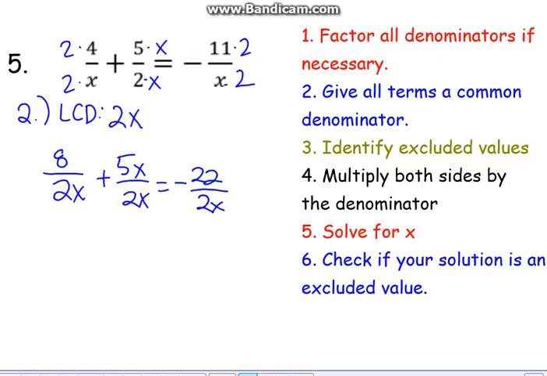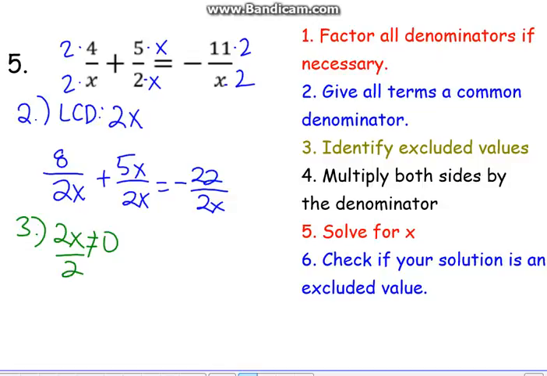So now, step 3, identify the excluded values. This is one of the first things we did in section 6-1, was we want to know what's going to make the denominator 0. So essentially, it's like trying to solve for your denominator. We want to say, what is going to make the denominator, 2x, equal to 0? Because that makes my whole equation undefined and no good values for x. So we're going to say, what can x absolutely not equal?